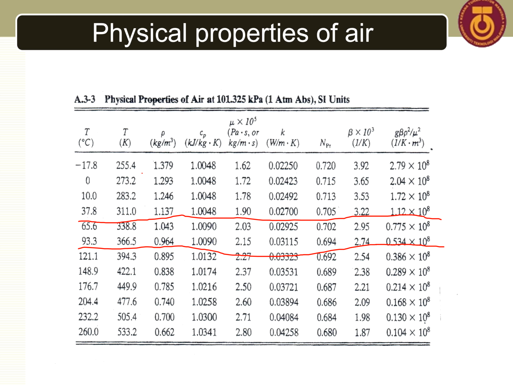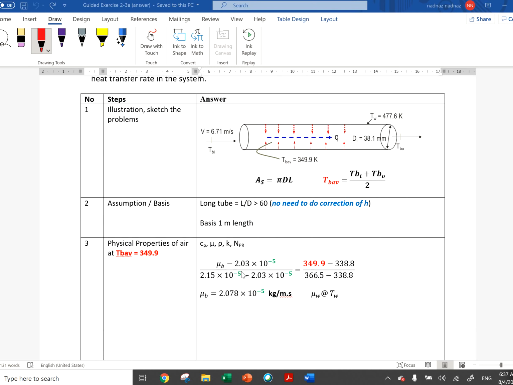So I'm going to show you, in the first place, how to interpolate the data. I want to show it on the viscosity. So here is mu times 10 to the power of minus 5. At 338.8 it is 2.03, and at 366.5 it is 2.15. So what you need to do is take these values and put them into our guided example. Okay, so this is how you interpolate.